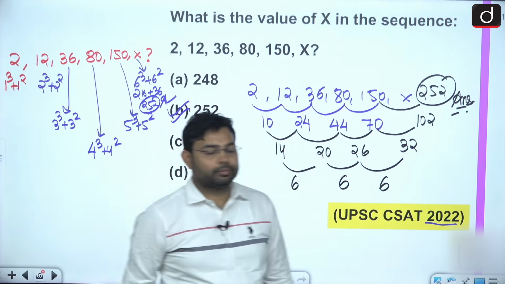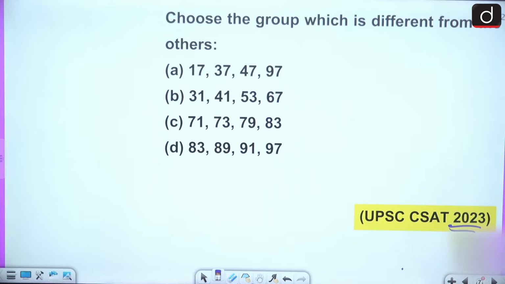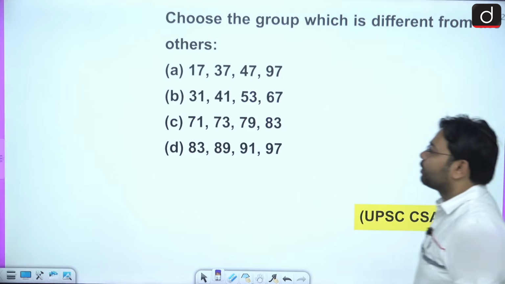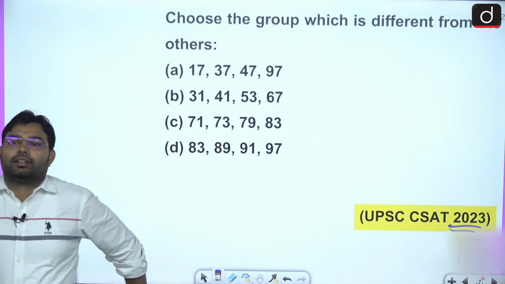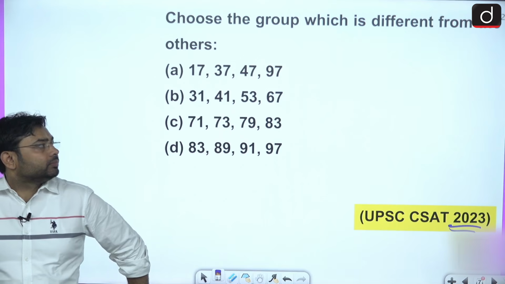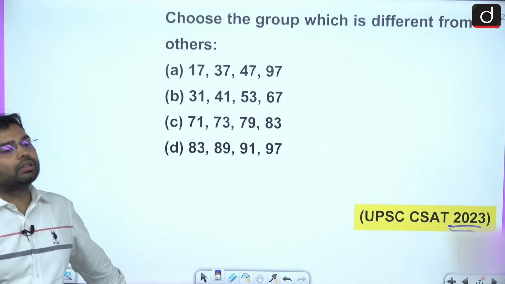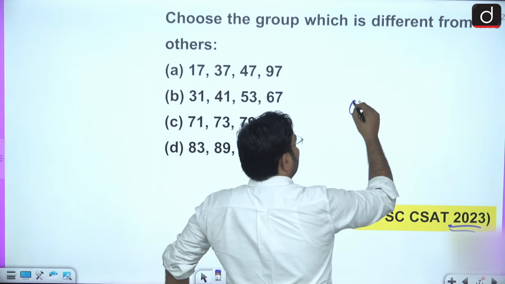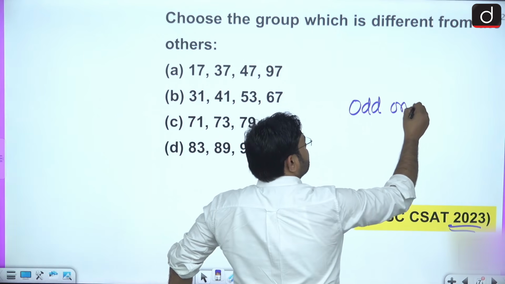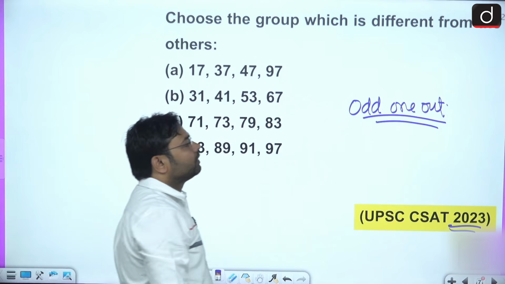Got this one? Now this one from 2020, and you know about 2023. Choose the group which is different from the others. We can say this is odd one out. You need to find the odd one out.